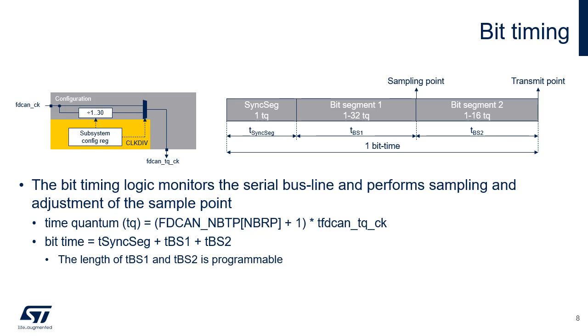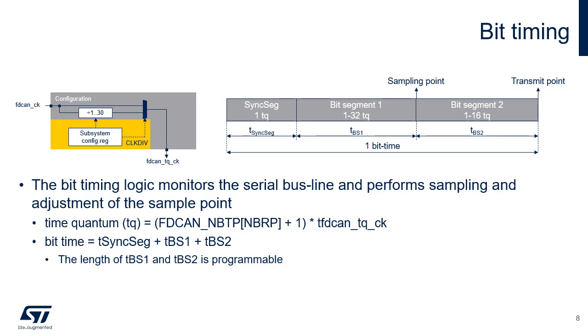The bit timing logic monitors the serial bus line and performs sampling and adjustment of the sample point by synchronizing on the start bit edge and resynchronizing on the following edges. The time quantum is the basic timing unit, obtained from the configuration unit and equal to FDCAN TQCK multiplied by a ratio from 1 to 512, programmed in the FDCAN NBTP register. The bit time is split into 3 segments: the synchronization segment, bit segment 1, and bit segment 2. Each of these segments is an integer multiple of the time quantum.